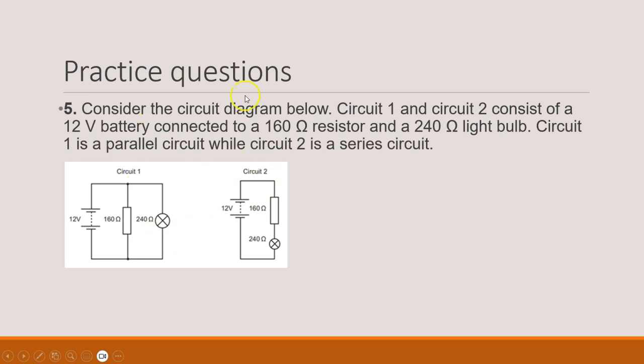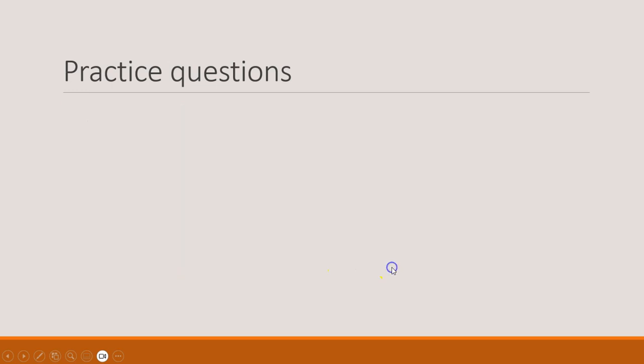Consider the circuit diagram below. We have circuit 1 and circuit 2. Each one has a 12-volt battery. Each one has a 160 ohm resistor and a 240 ohm light bulb. But in circuit 2, the resistor and the light bulb are connected in series, and in circuit 1, the resistor and the light bulb are connected in parallel.